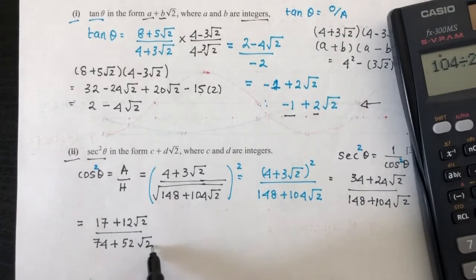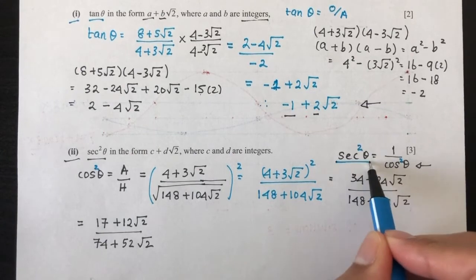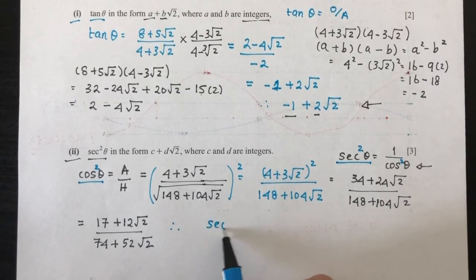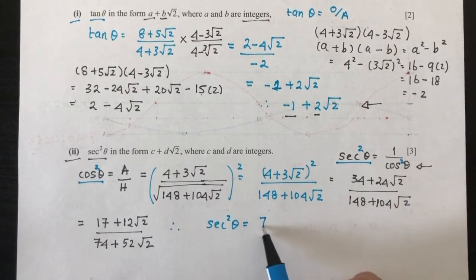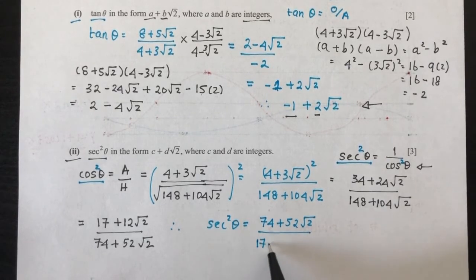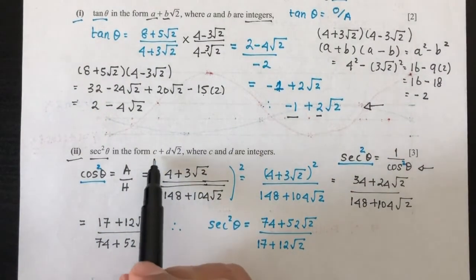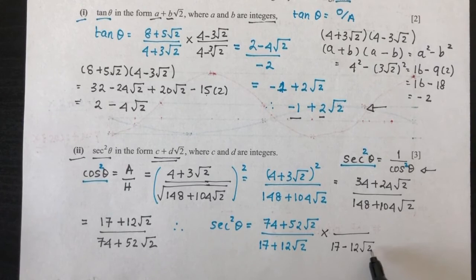Okay, so next step, as you have seen, we have to find sec square theta. This one is only cos square theta, so sec square theta will be 1 over cos, so we have to invert this upside down. So you will have 74 plus 52 root 2 over 17 plus 12 root 2. Now we have to simplify. We have to multiply top and bottom by the conjugate of the base. That will be 17 minus 12 root 2 and 17 minus 12 root 2.